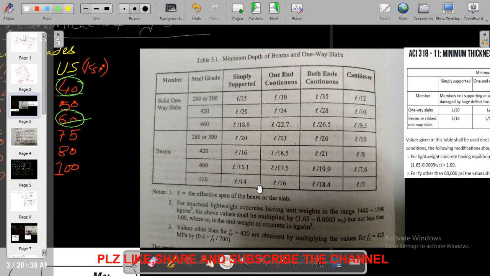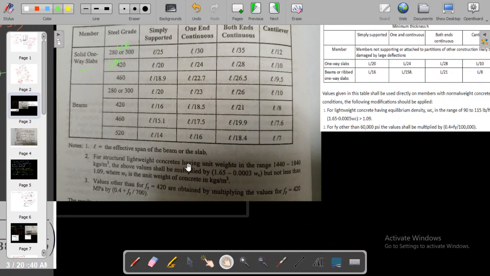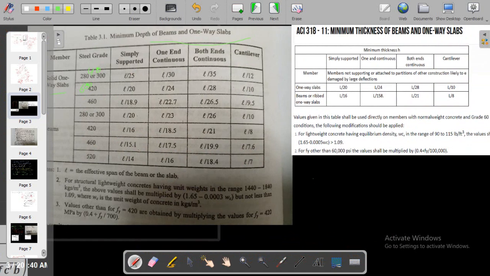This is the minimum deflection depth of the beams for beams and one-way slabs, right? And here you can see that for a solid one-way slab, for 40 KSI steel or 60 KSI steel, you can see the minimum depth of the beam. In case of a simply supported beam or slab, in this shape, for 40 KSI the depth will be this one, while for 60 KSI the depth will be this one.